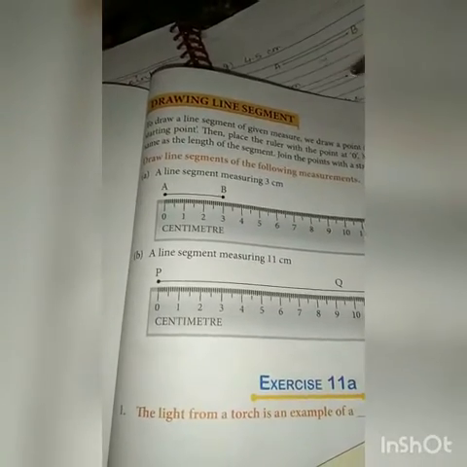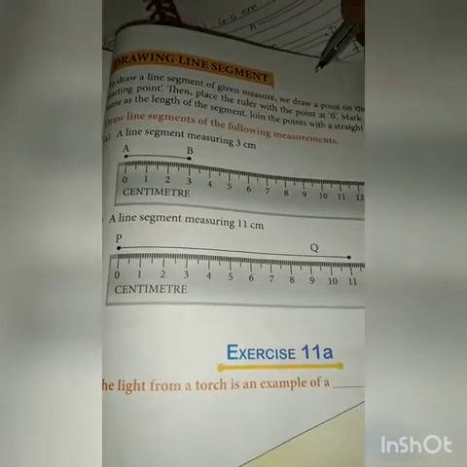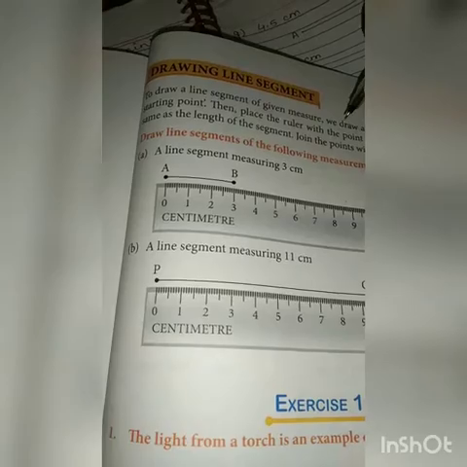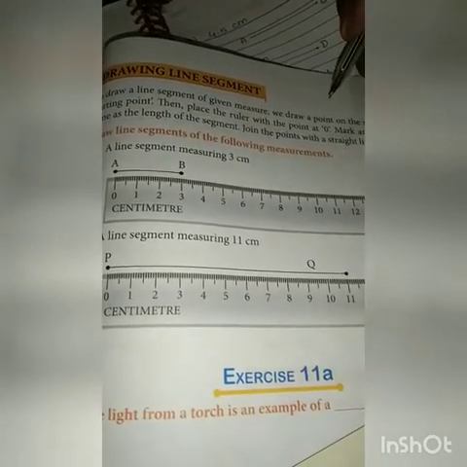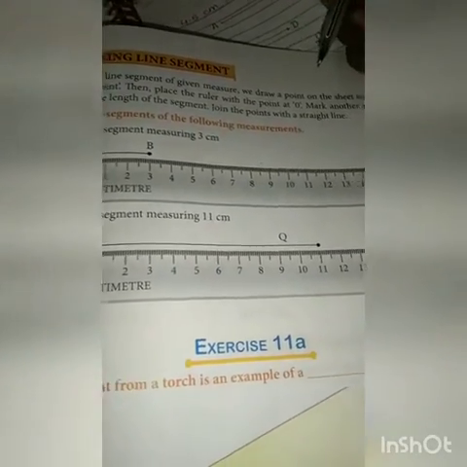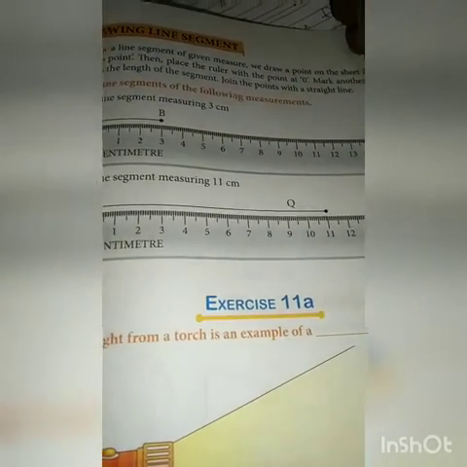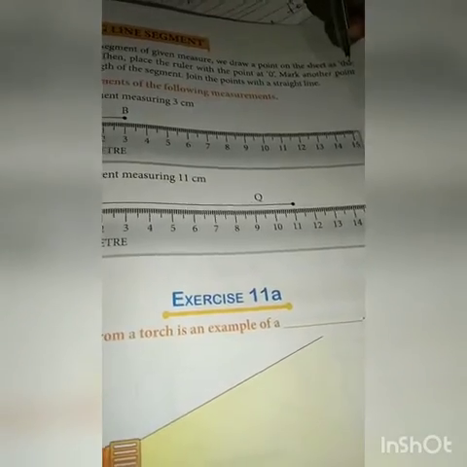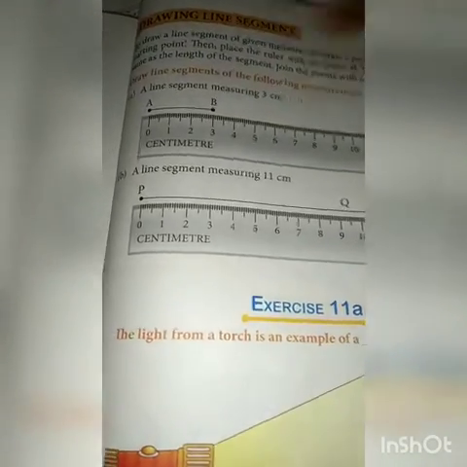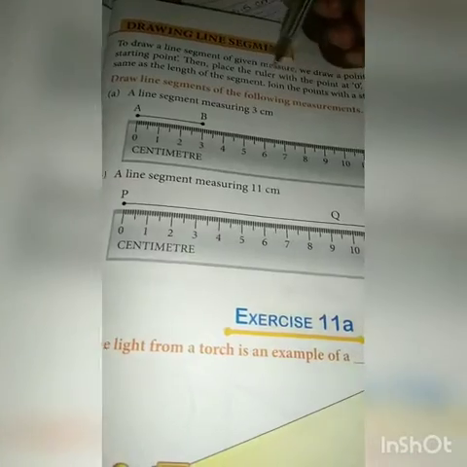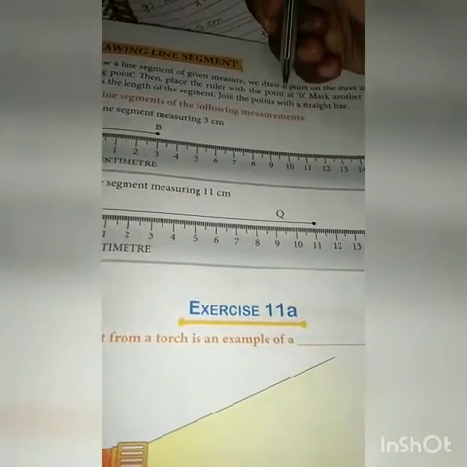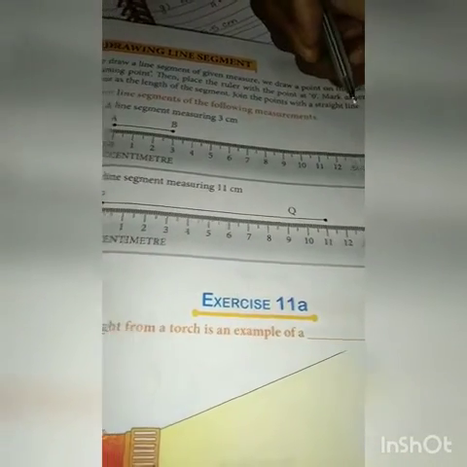The topic is drawing line segment. That was the topic, measuring line segment. This is the topic, drawing line segment. To draw a line segment of given measure, we draw a point on the sheet as the starting point. Then place the ruler with the point at 0. Mark another point at the same length as the segment. Join the points with a straight line.